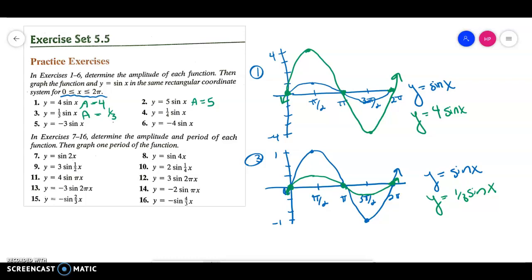So for number 5, the amplitude is 3. It's always the absolute value. But this one reflects over the x-axis. It has that vertical flip. So let me actually try this here in red.